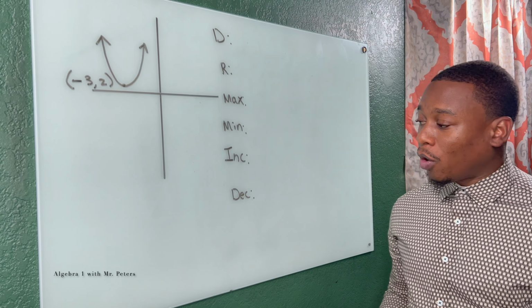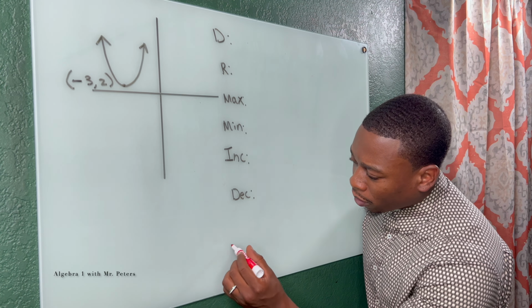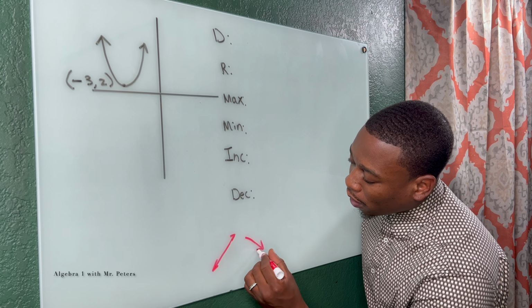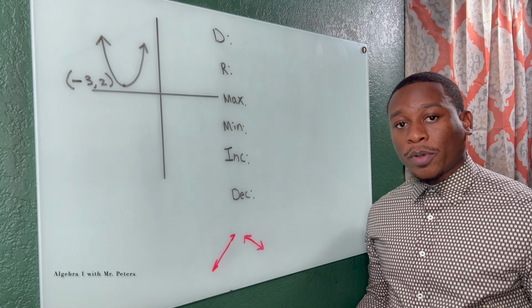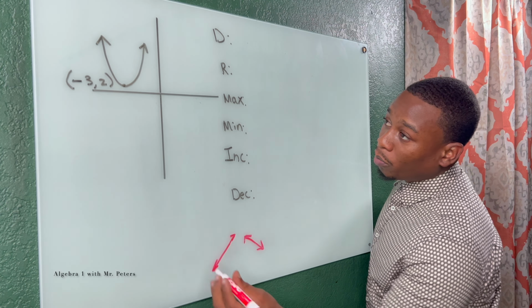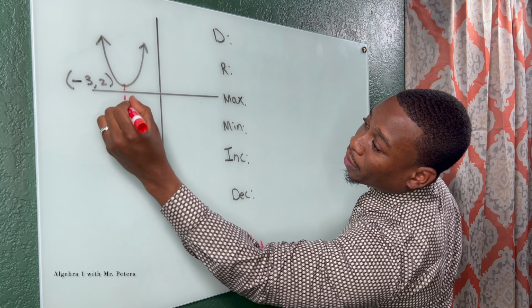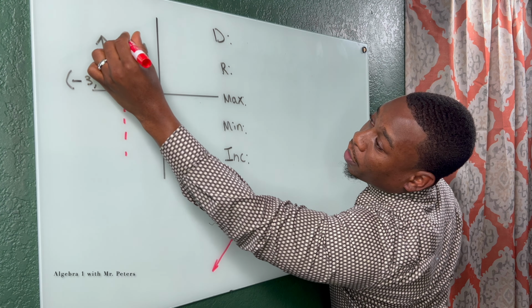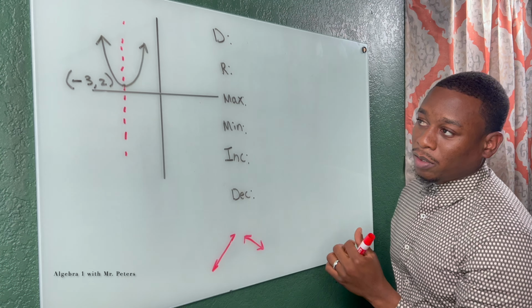As we start this video out, we have to understand the difference between a positive slope and a negative slope, because this is going to help us identify when the graph is increasing versus decreasing. Number two, we have to understand that the axis of symmetry is going to be important for the intervals of increasing and decreasing.